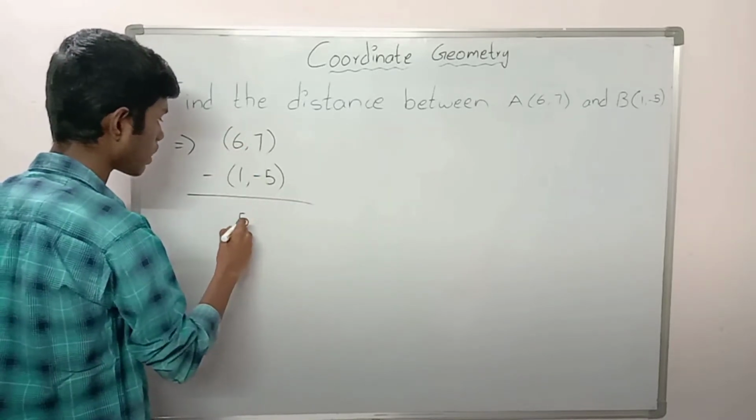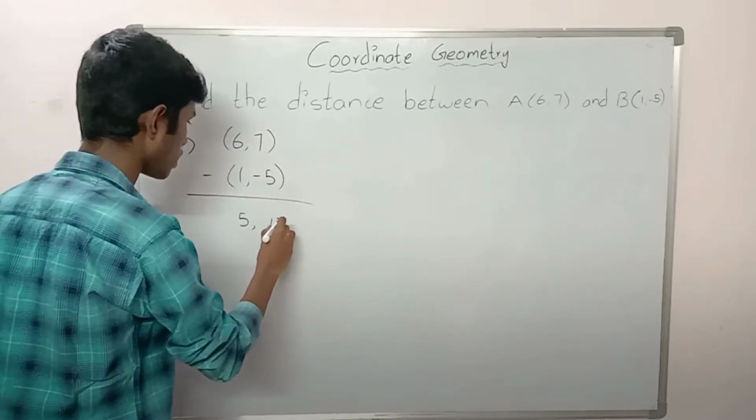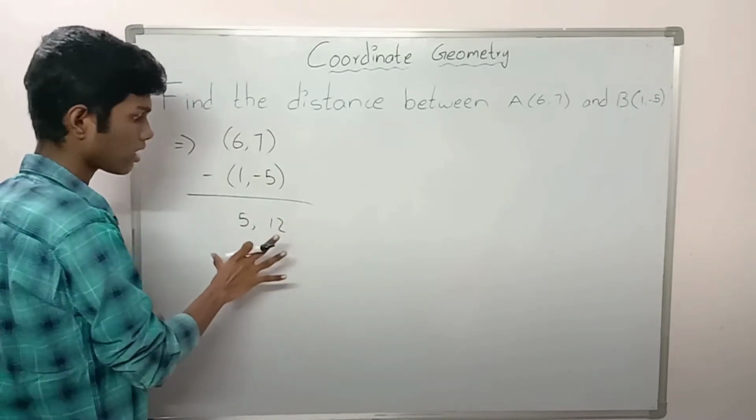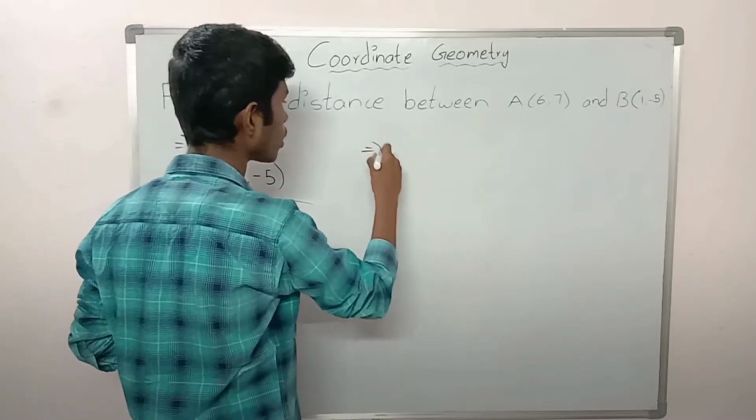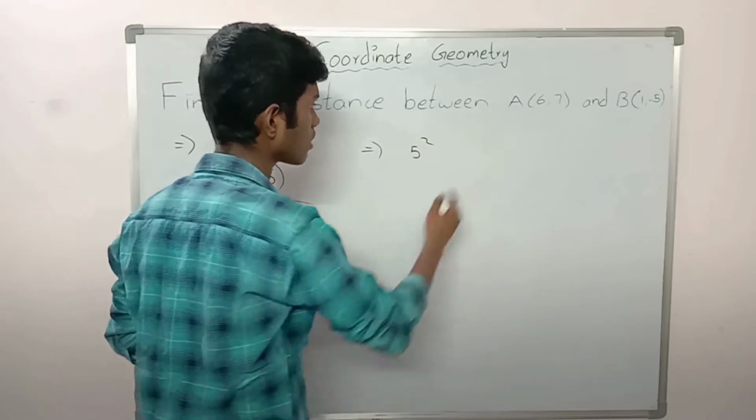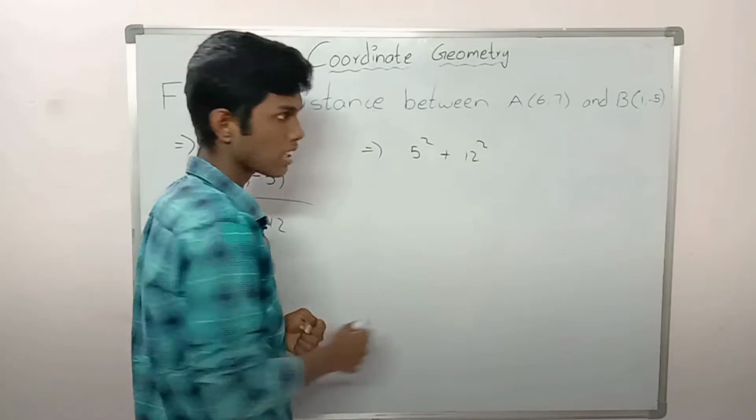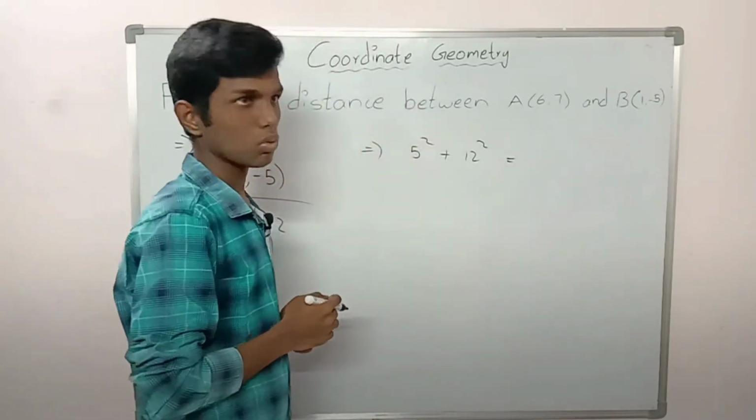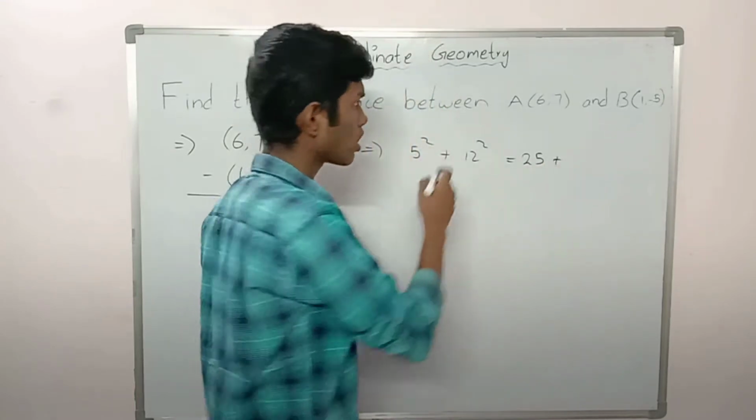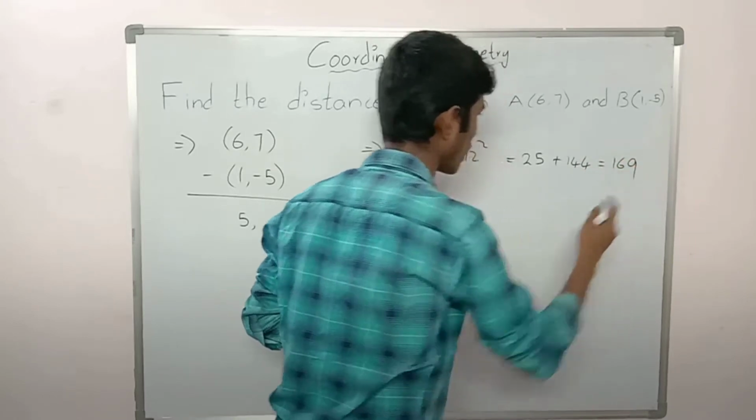6 minus 1 is 5 and minus of minus it's plus. 7 plus 5 is 12. You just don't keep any parentheses here, just write. And the second step you are going to do is just square them up. 5 square and 12 square. Put a plus and then calculate the value. 5 square becomes 25, 12 square becomes 144 and it gives you 169.